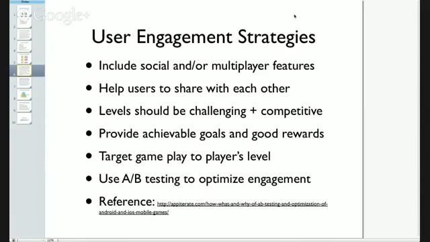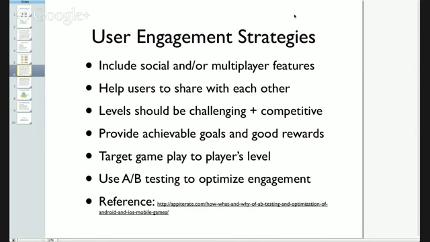So you really want to help users to share with each other, but you really want to figure out how the users are going to share with each other. Like I mentioned with Clash of Clans, I wanted to share in a particular way and I couldn't, and that created some level of frustration for me.